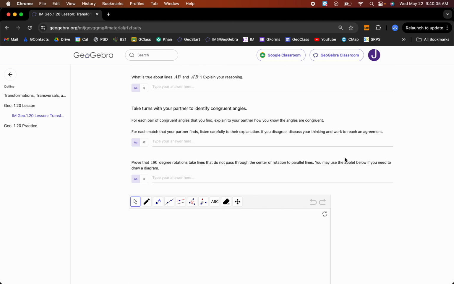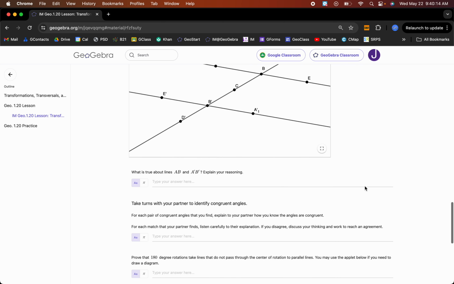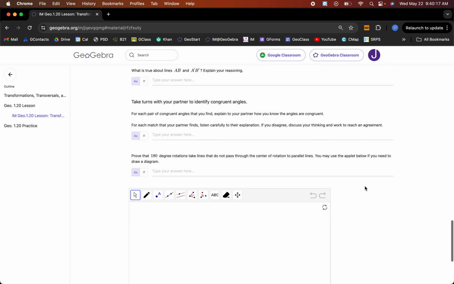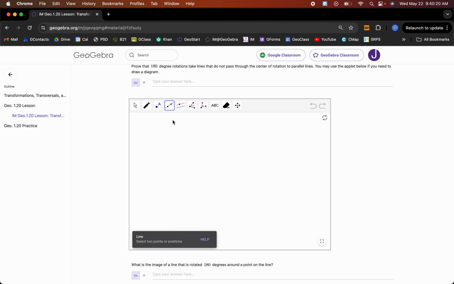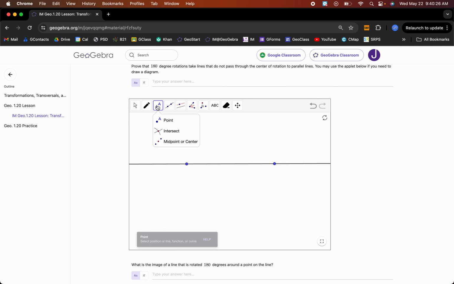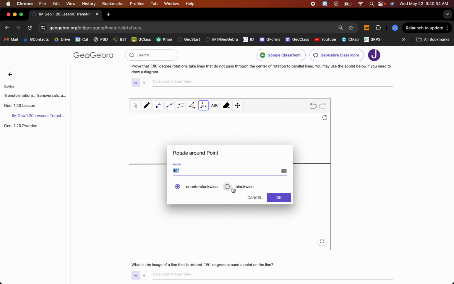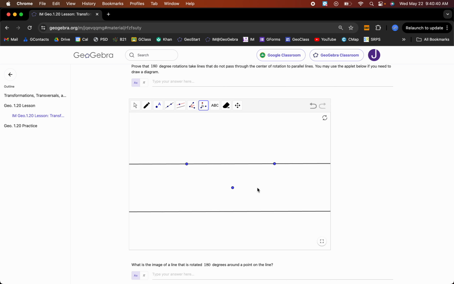Prove that a 180 degree rotation takes lines that do not pass through the center of rotation to parallel lines. You may use the applet below if you need to draw a diagram. Okay, so if I have a line and I have a point, and I want to rotate this around this point, and I rotate it 180 degrees, how can I prove that this is, in fact, a parallel line?